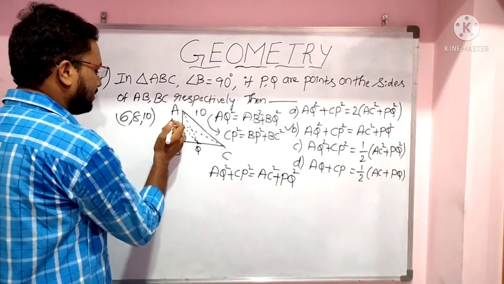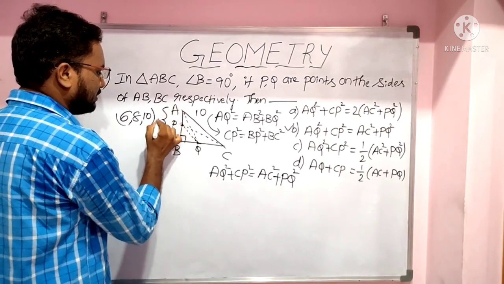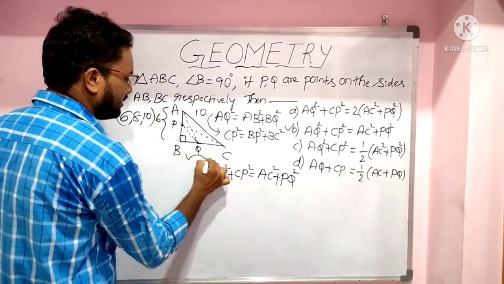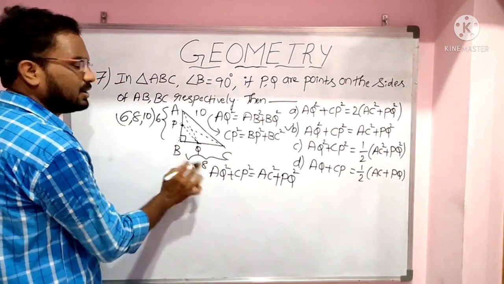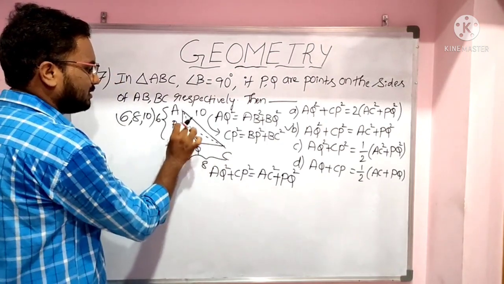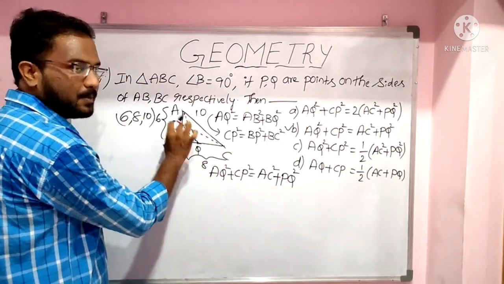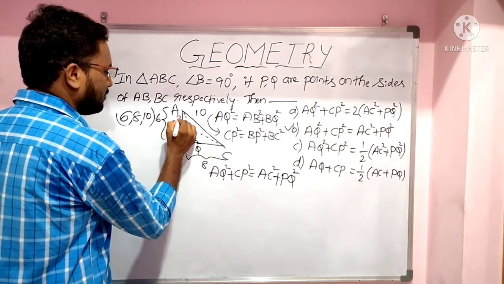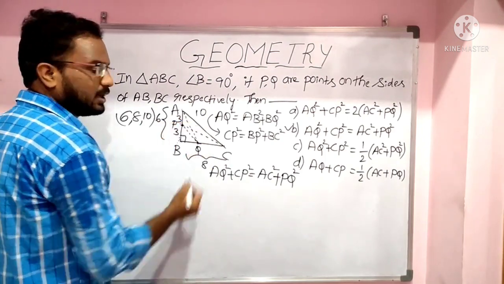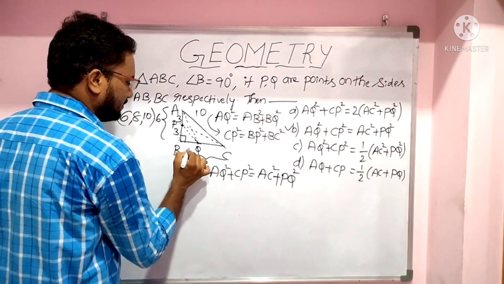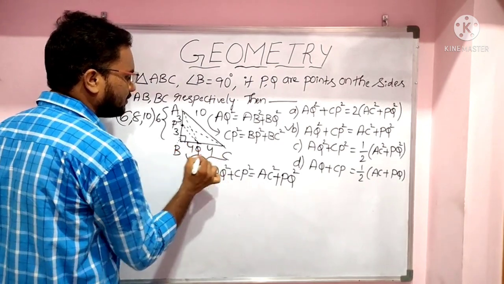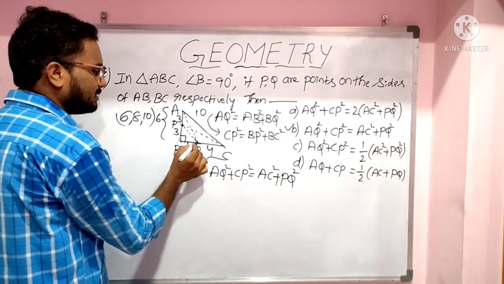So let us say this side is 6 centimeters and this side is 8 centimeters. For the time being, let us assume these two are midpoints. So AP equal to 3 and PB equal to 3, and BQ equal to 4 and QC equal to 4. We assumed them as midpoints.